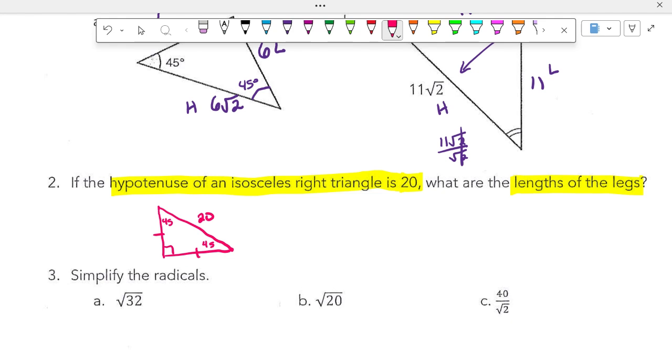So how do I find the two legs? What do I do if this is the hypotenuse? 20 over the square root of 2. What's the issue? The square root of 2 is in the denominator, and they can't cancel out. So how do I get rid of it? Good.